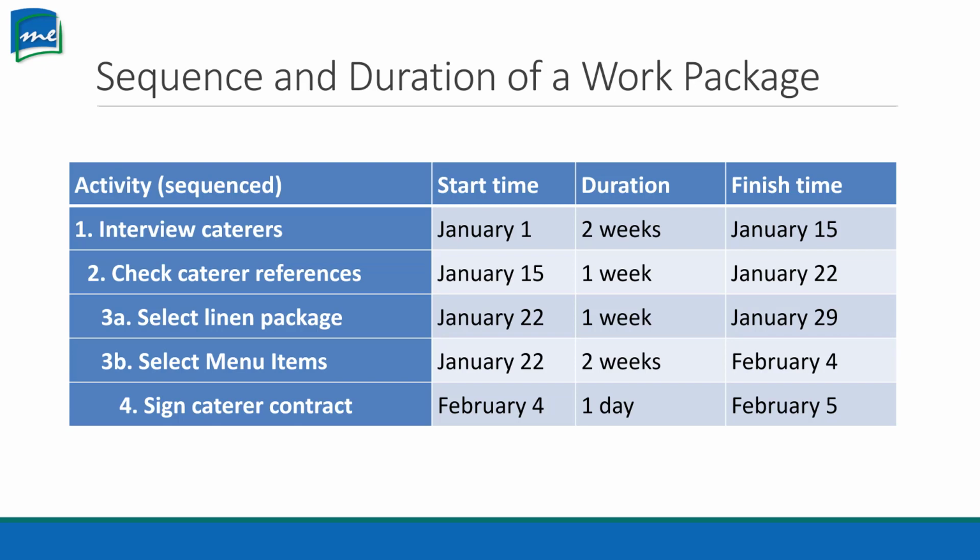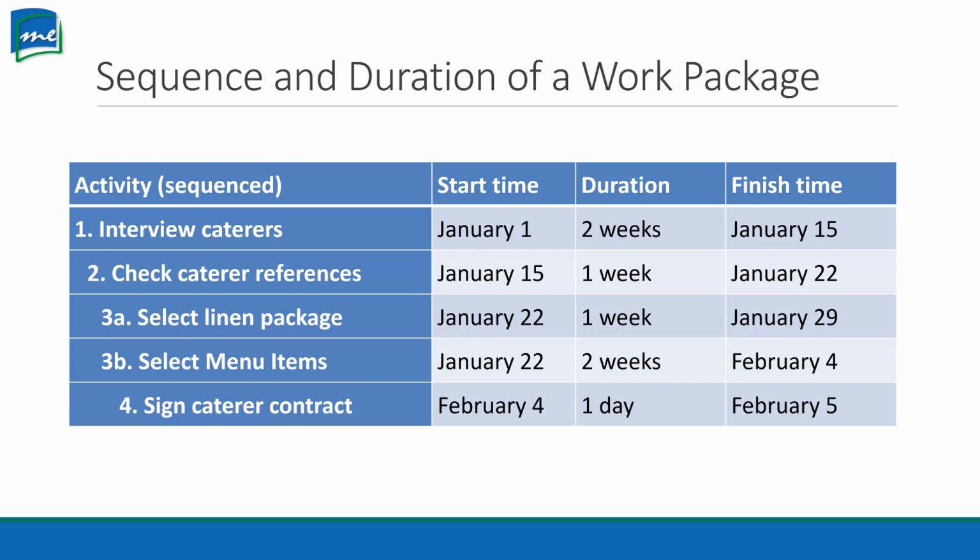And 3, we have 2 under 3 here. So we have 3A and 3B. Check linen package and select menu items. So you see how all these things run together here. For example, 3A and 3B both start on January 22nd, but they end differently.